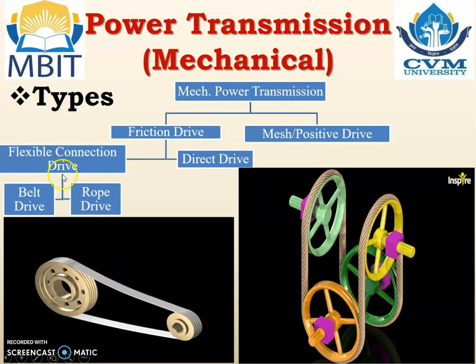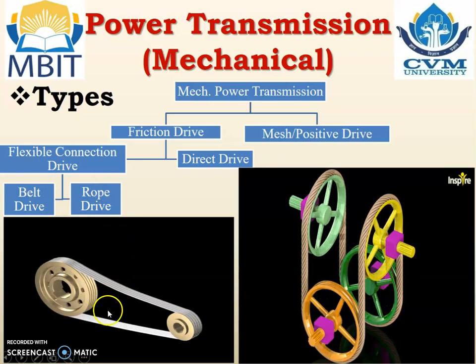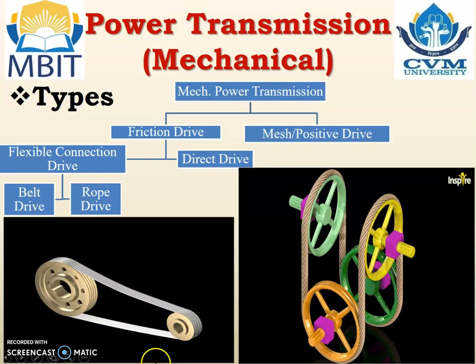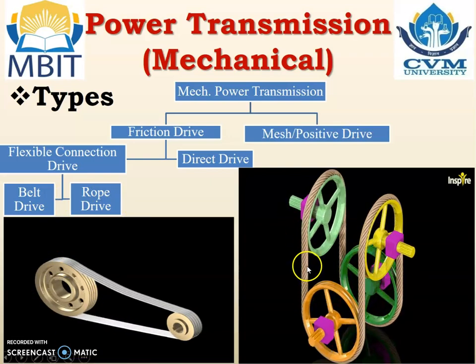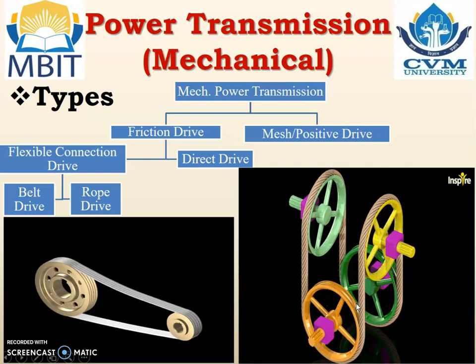Another example of the flexible drive, again there are two types, belt drive and rope drive. So if they are connected using the belt, then it is known as the belt drive. If they are connected using the rope, then it is known as the rope drive. The two animations show individual examples.